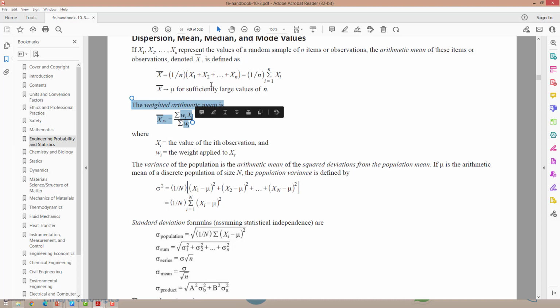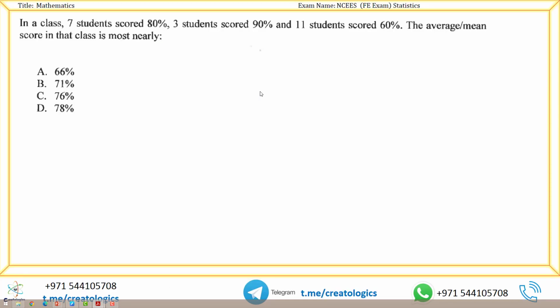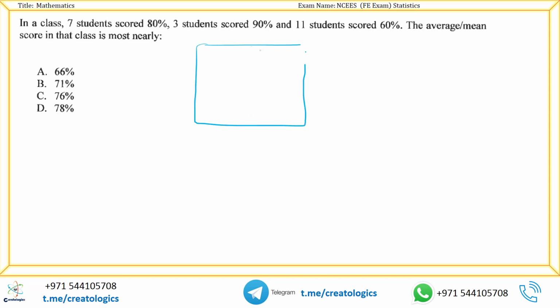It's not directly the sum of all observations upon the total number of observations, but here you have to multiply your data set values with the frequency values. I will teach you how to get this. I will be using this this time. Now the question says, let's make a table. Let me write xi and here the frequencies.